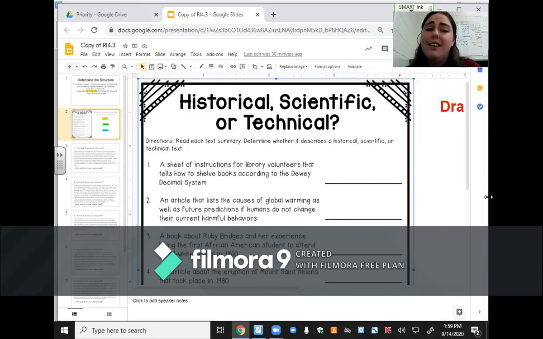If you got that right, if your guess was technical, give yourself a check mark next to your word. If you got it wrong, that is okay. Please do not erase it and write the correct answer. I want to see what you guys know. All right, let's look at number 2.